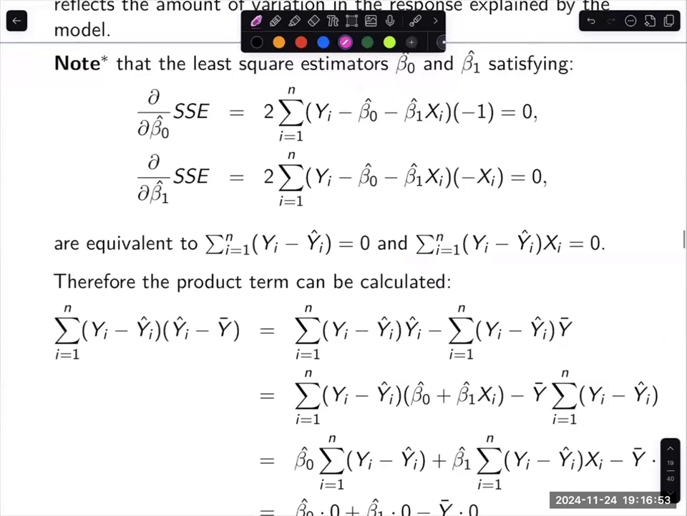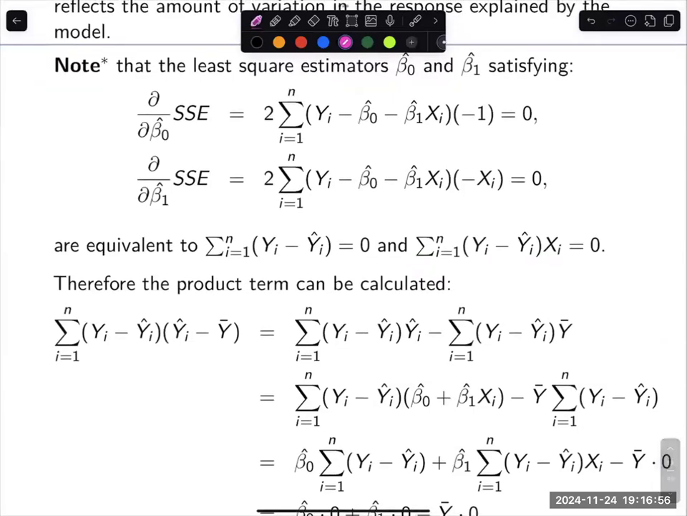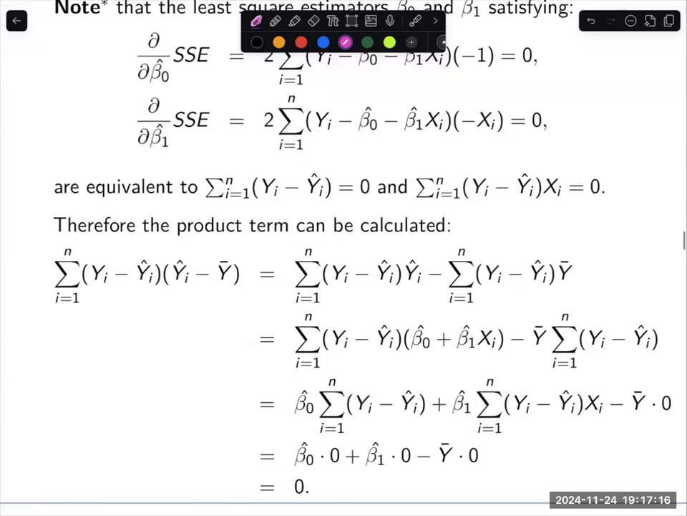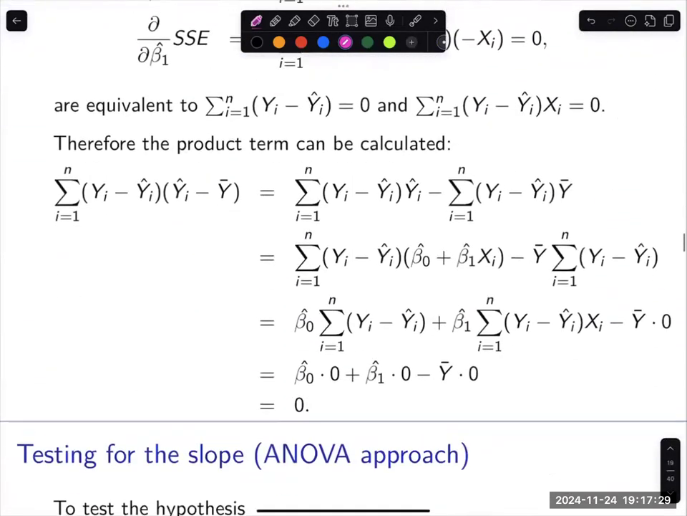Here we note that the least squares estimators beta 0 hat and beta 1 hat satisfy the following two conditions, which is equivalent to saying that the sum of yi minus yi hat equals 0 and the sum of yi minus yi hat times xi equals 0. By using this property, we can show that the cross product term, as we deduced in the second line above, is actually equal to 0.